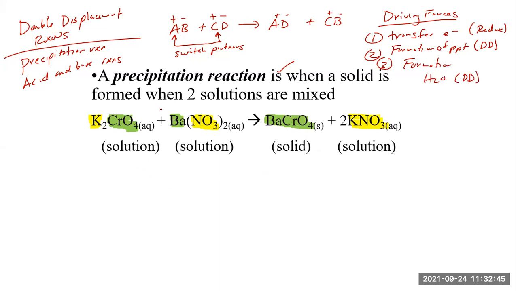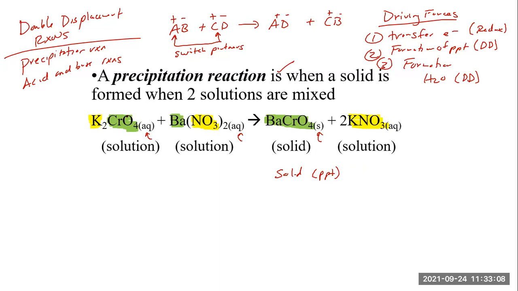So here, if we look at this, this is what is referred to as a precipitation reaction. And that's basically when we take two solutions, as we can see by the aqueous symbol here, and we get a solid that is formed. So when we make a solid, which again is referred to as a precipitate, that is what is referred to as a precipitation reaction.